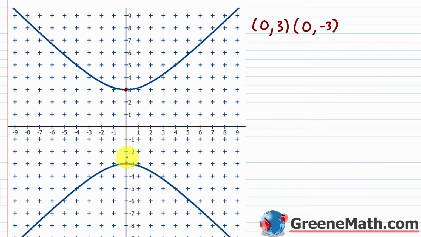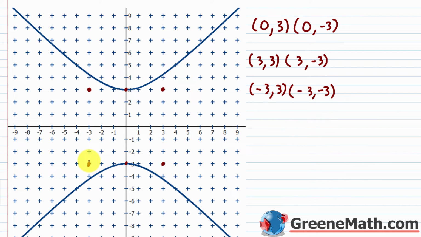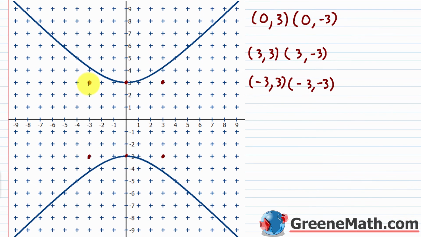Then let's think about that rectangle. So we know the endpoints were at 3, 3. They were at 3, negative 3. Then we had negative 3, positive 3. And then we had negative 3, negative 3. So 3, 3 is right here. 3, negative 3 is right here. Negative 3, 3 is right here. And then negative 3, negative 3 is right here. So now we would connect those endpoints.